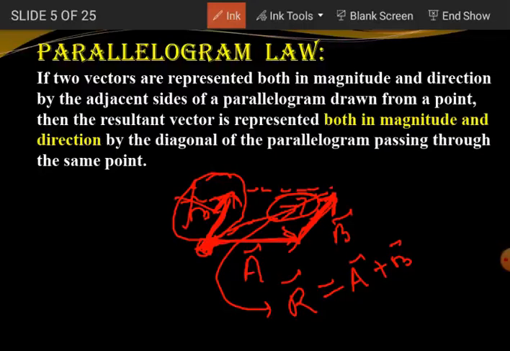If two vectors can be represented by two sides of a triangle both in magnitude and direction taken in order, then the closing side, or the third side, taken in opposite order will represent the resultant of these two vectors both in magnitude and direction, right? That is the triangle law of vector addition. So your parallelogram law and triangle law are almost the same. That is what I said, right?